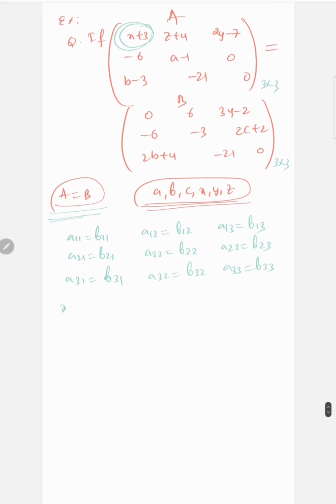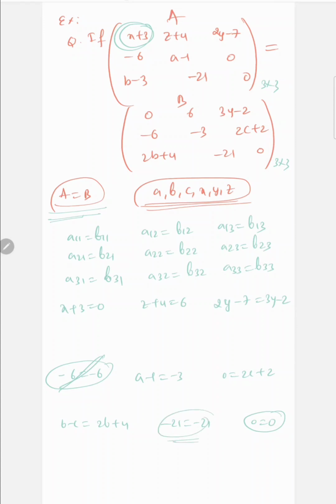Therefore x plus 3 is equal to 0, z plus 4 is equal to 6, 2y minus 7 is equal to 3y minus 2, minus 6 is equal to minus 6, a minus 1 is equal to minus 3, 0 is equal to 2c plus 2, b minus 3 is equal to 2b plus 4, minus 21 is equal to minus 21, 0 equal to 0. As these are identities, we will not take these. We don't consider these equalities, and we will consider only those equalities which involve variables.